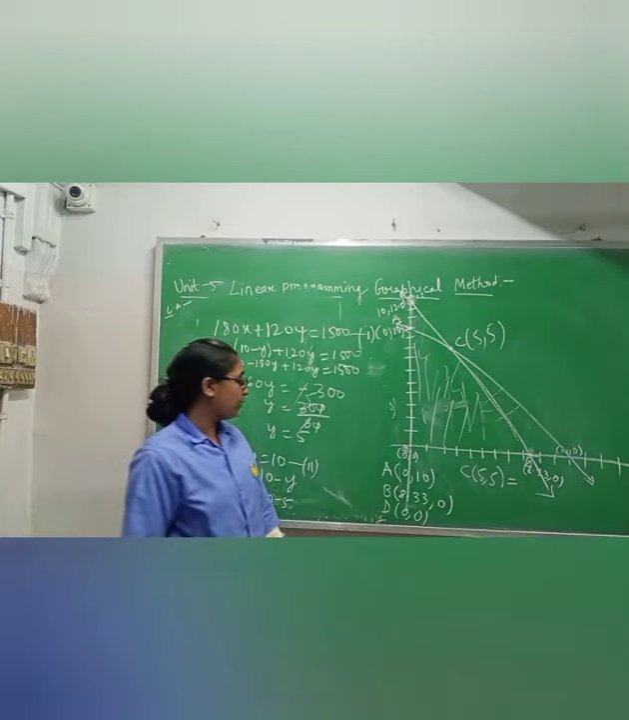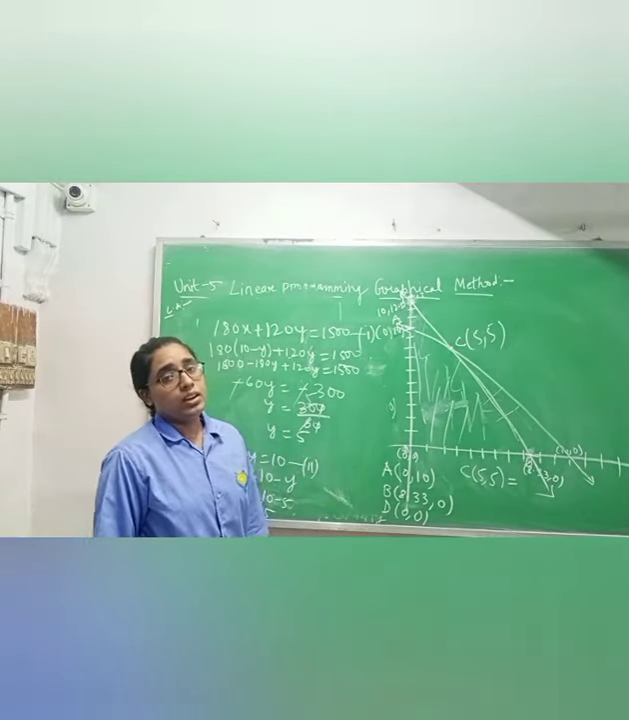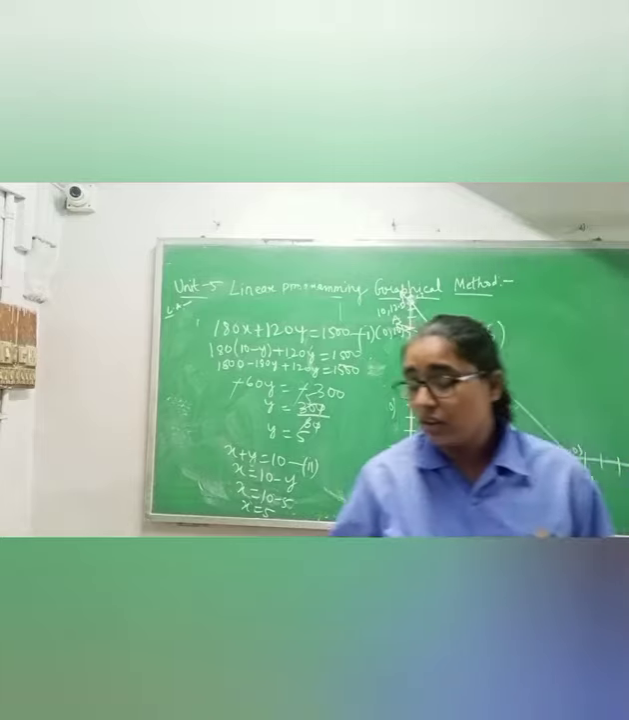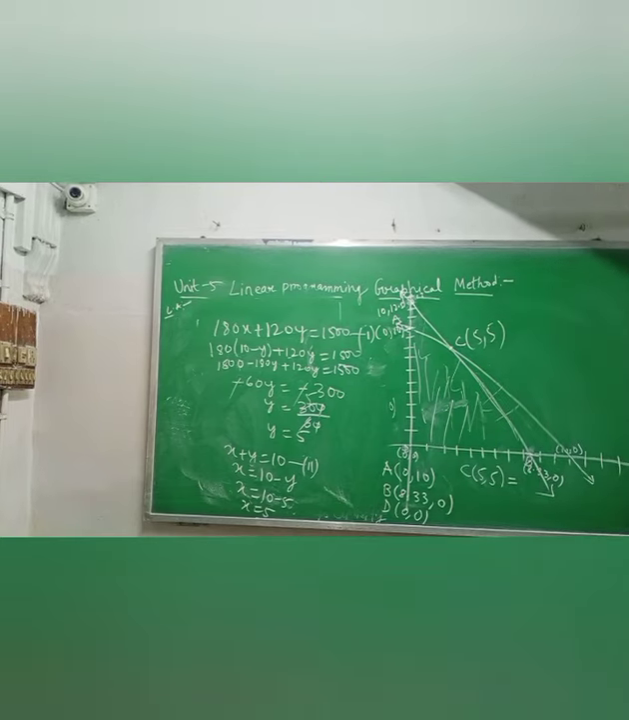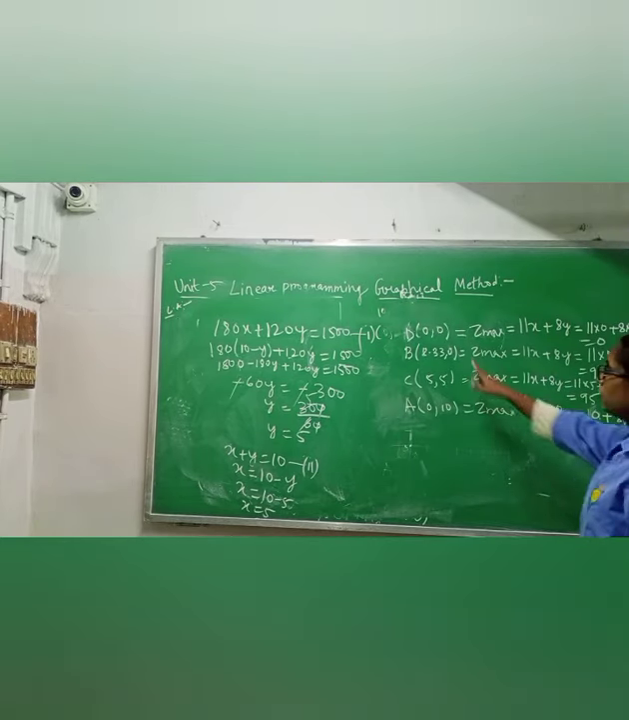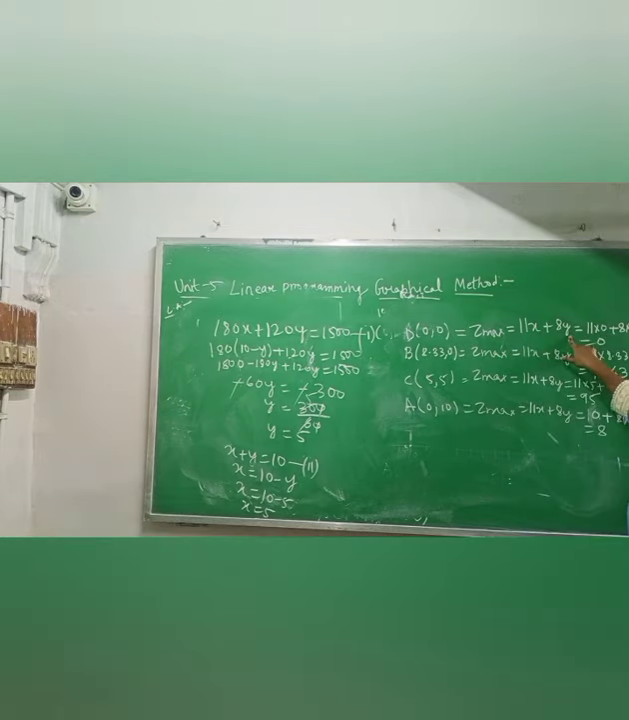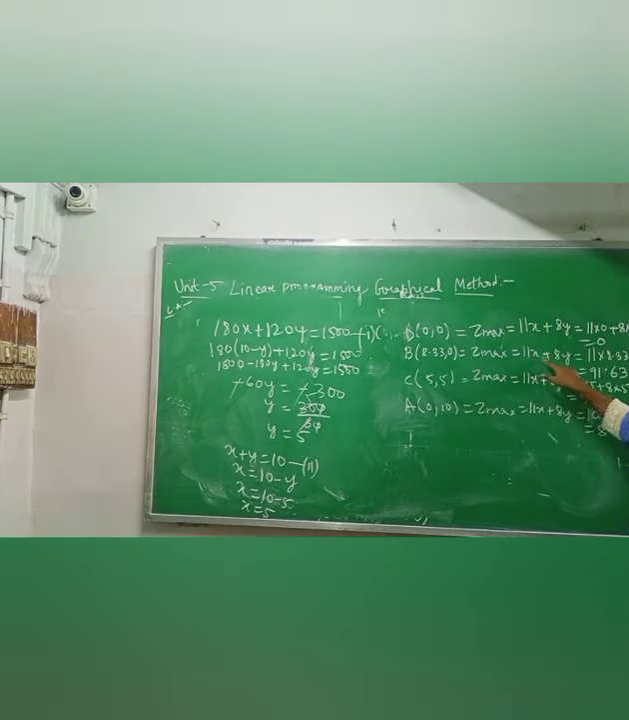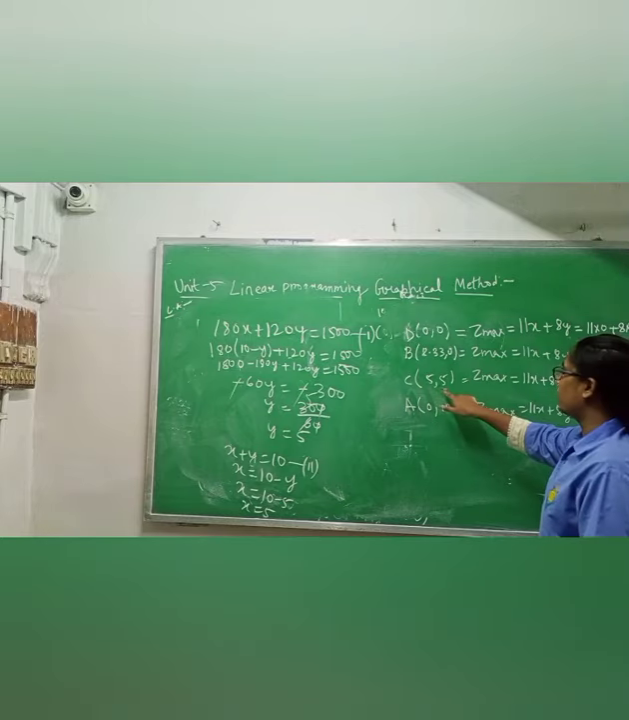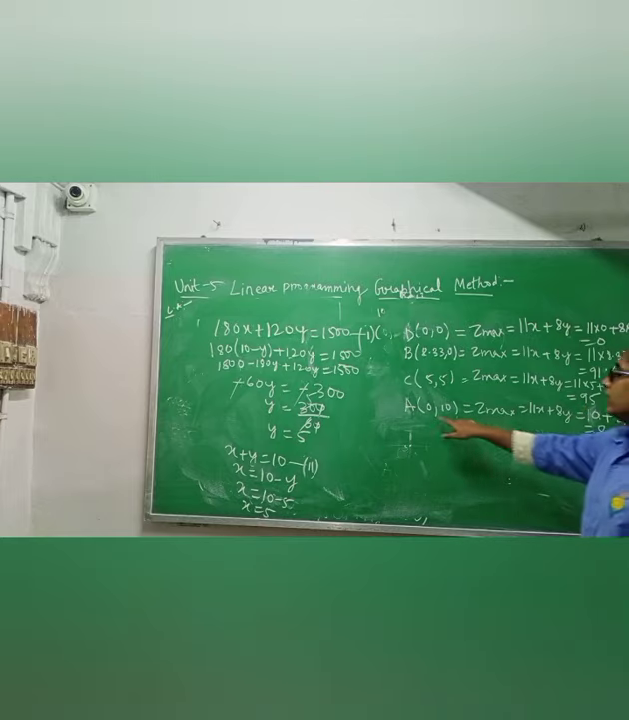Okay, now what you have to do is put the A, B, C and D values in the objective function. Now one by one I am taking the 4 corner points and putting them in the objective function. D is (0, 0), I am putting it and getting 0. B is (8.33, 0), and when I put 8.33 in place of X and 0 in place of Y, I get 11 into 8.33 plus 0, so it becomes 91.63. Then I put (5, 5) in X and Y, and I get 95. Then I put (0, 10) in X and Y, and I get 80.